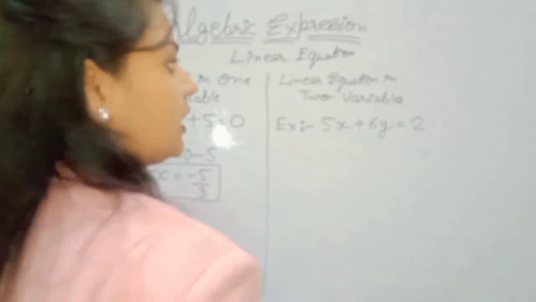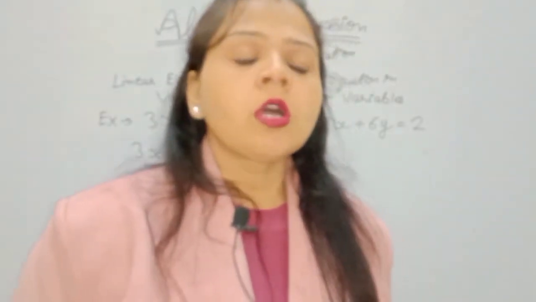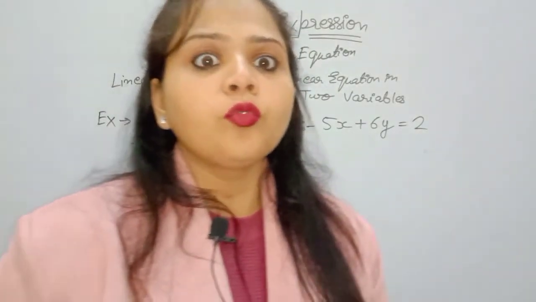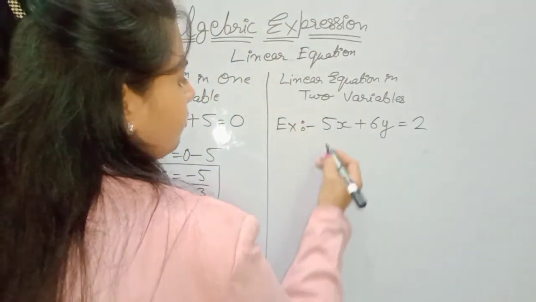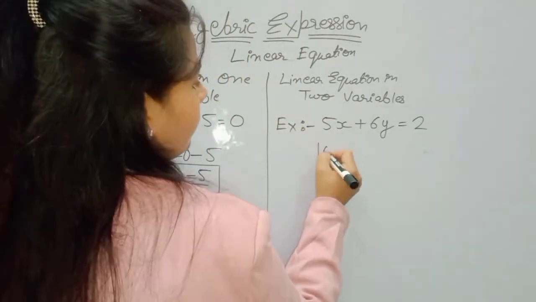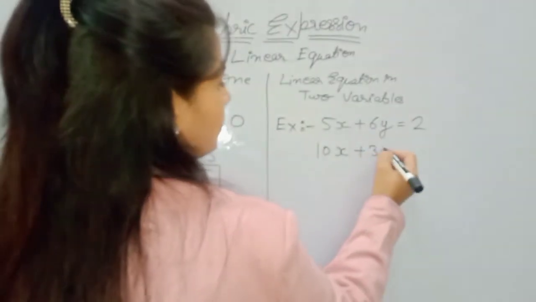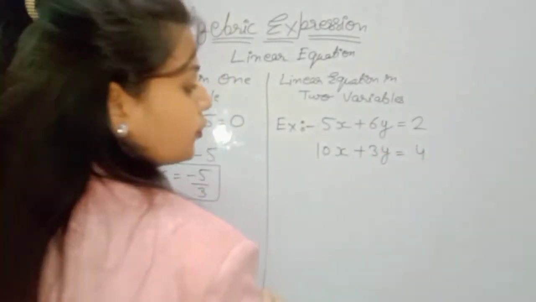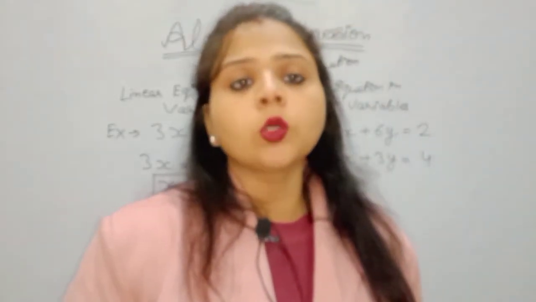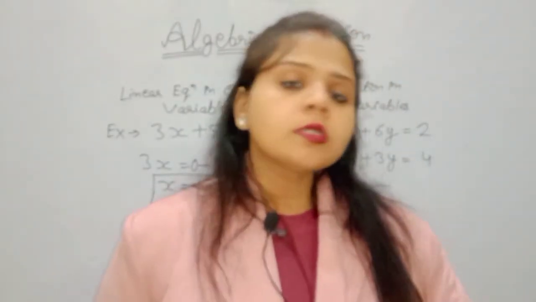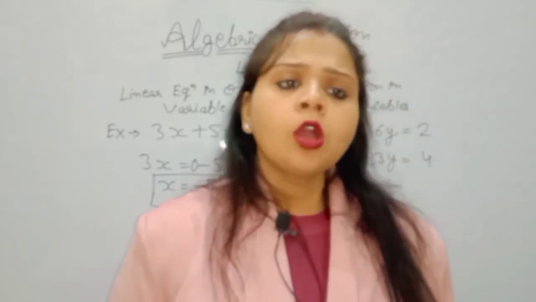How we can solve the linear equation in two variables? We cannot solve a linear equation in two variables alone. We need two equations for that. Let's suppose we have one more equation. This is 10x plus 3y is equals to 4. We can solve the linear equation in two variables by various methods. One is substitution method, other is elimination method, and the third one is cross multiply method.